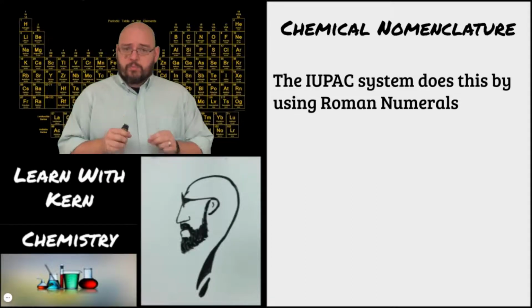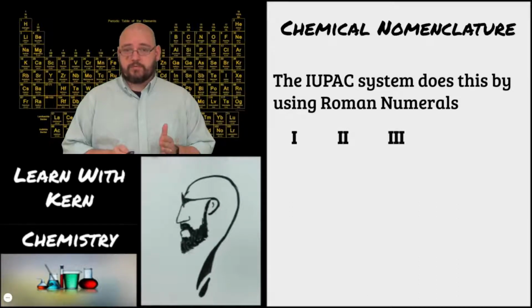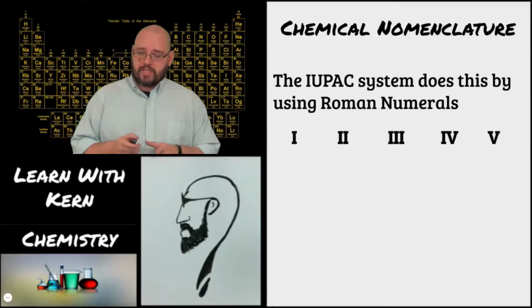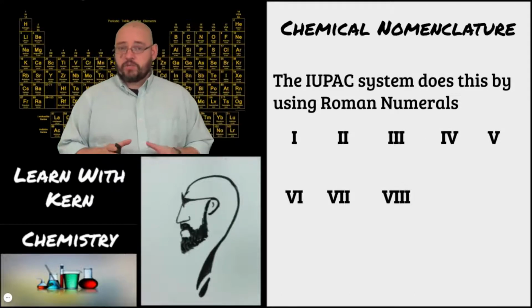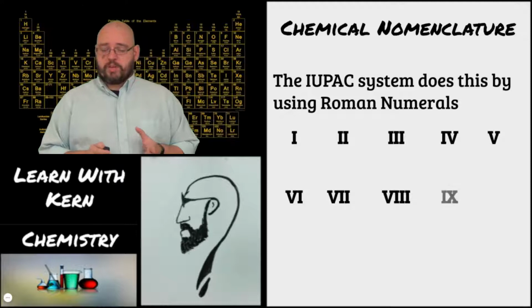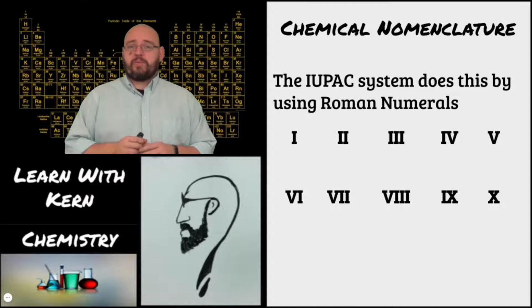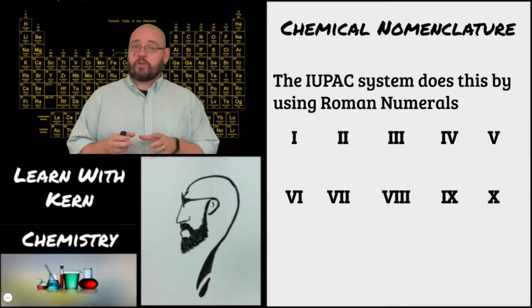so Roman numerals, if you're not familiar with them, here we go. 1, 2, 3, 4, 5. That's pretty simple. Most people are kind of familiar with those. And then you have 6, 7, 8. These are the ones you're going to be using most of the time. You'll very rarely use 9 or 10, but I'm going to put them up there anyway, just so that you can be familiar with what they are. So these are your Roman numerals that you need to be familiar with. So the Roman numerals tell you the charge of those transition metals. That's how we do that in the IUPAC system.